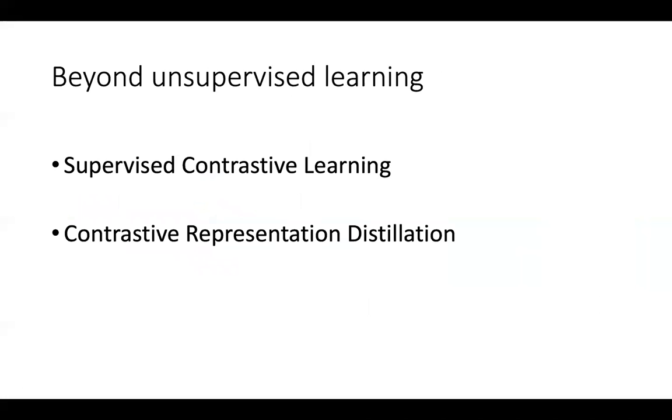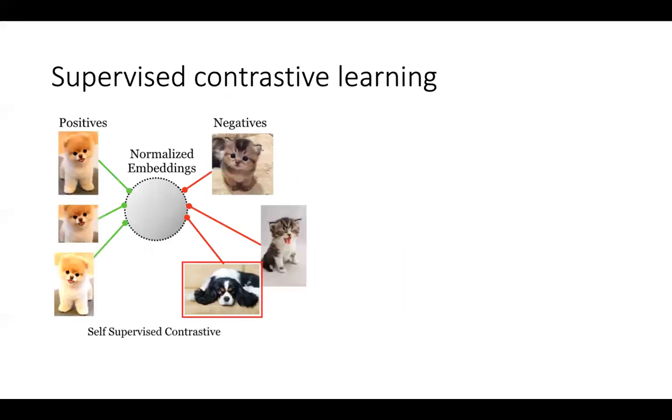Then beyond the unsupervised learning approach, I'm going to also talk about two other works, on how you can think of contrastive learning from a more general perspective. As we said before, in self-supervised contrastive learning, the way you form a positive pair is to use different augmentations of the same image. So the mutual information shared by the positive pair is actually quite a lot.